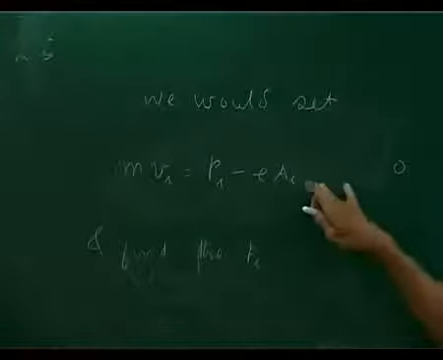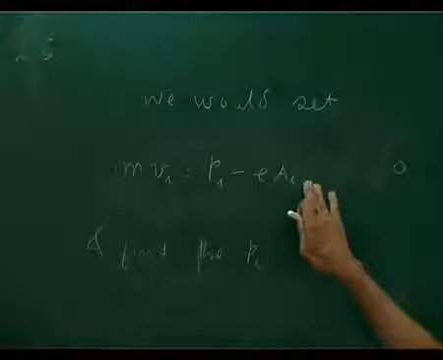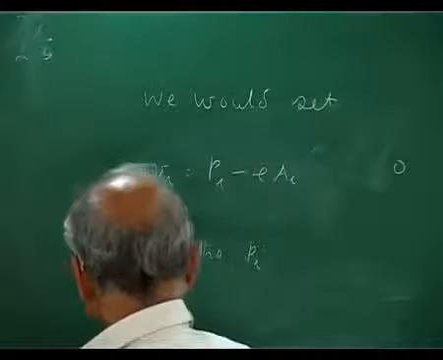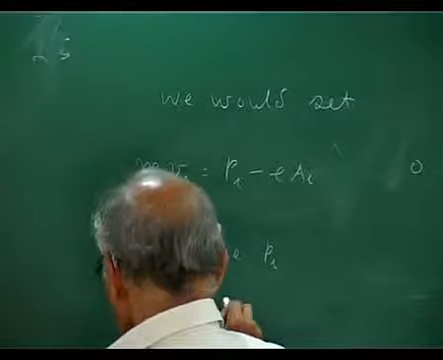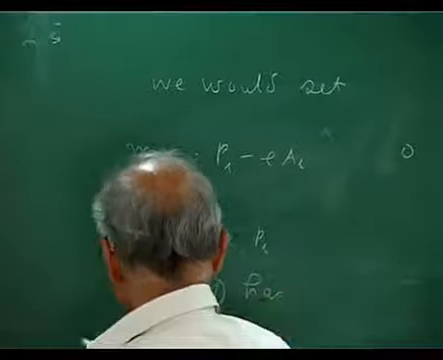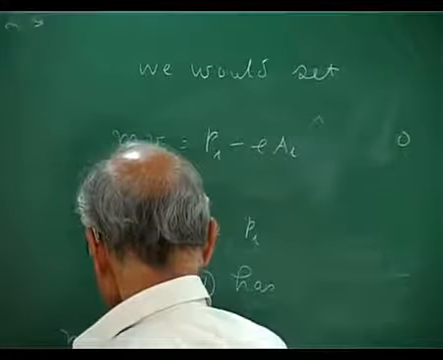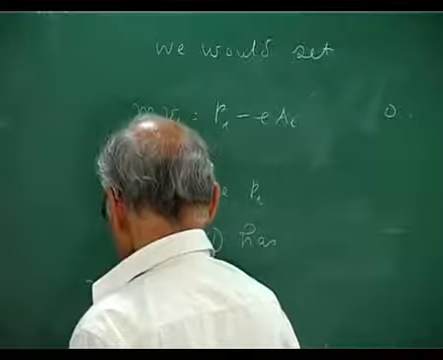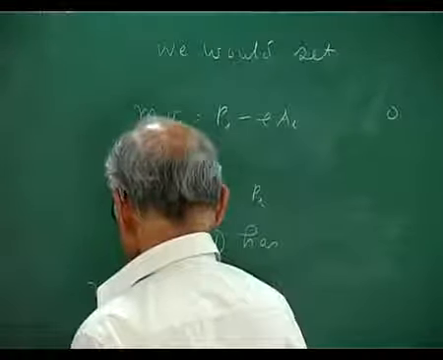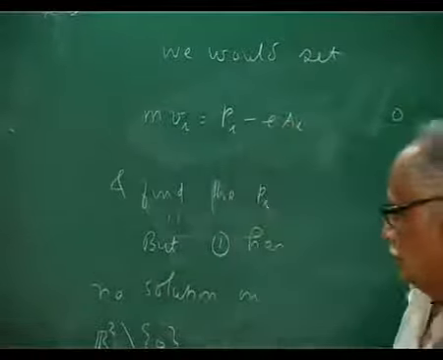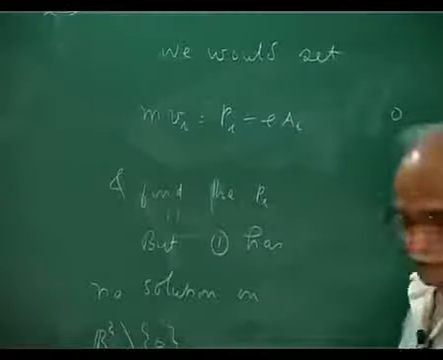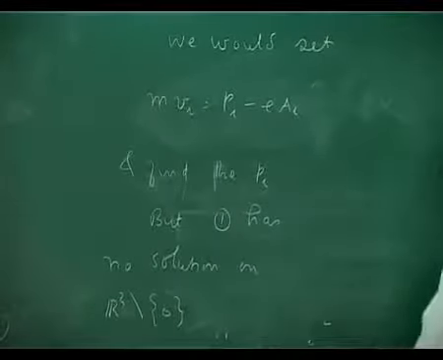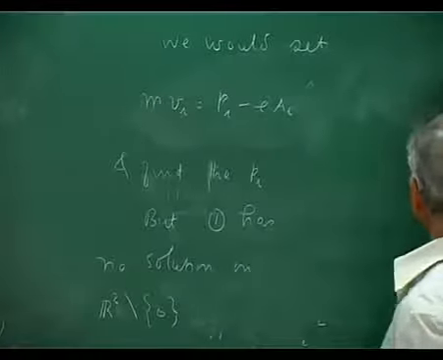Because this is the standard momentum that comes in the presence of an electromagnetic field. Okay. But one has no solution on R3 minus the origin, the complement of the origin in R3. This has no solution because one can see this in many different ways. This is a standard problem because you have the monopole at the origin.